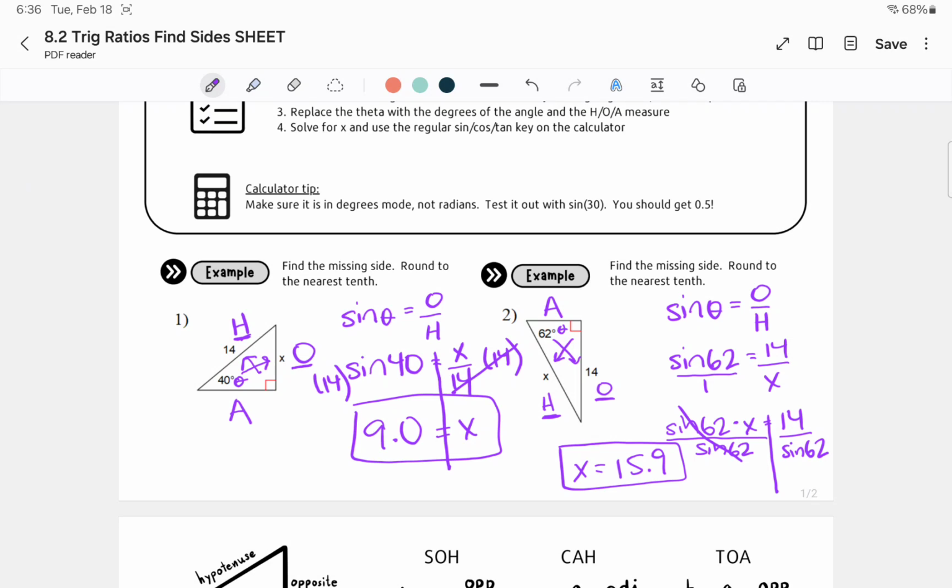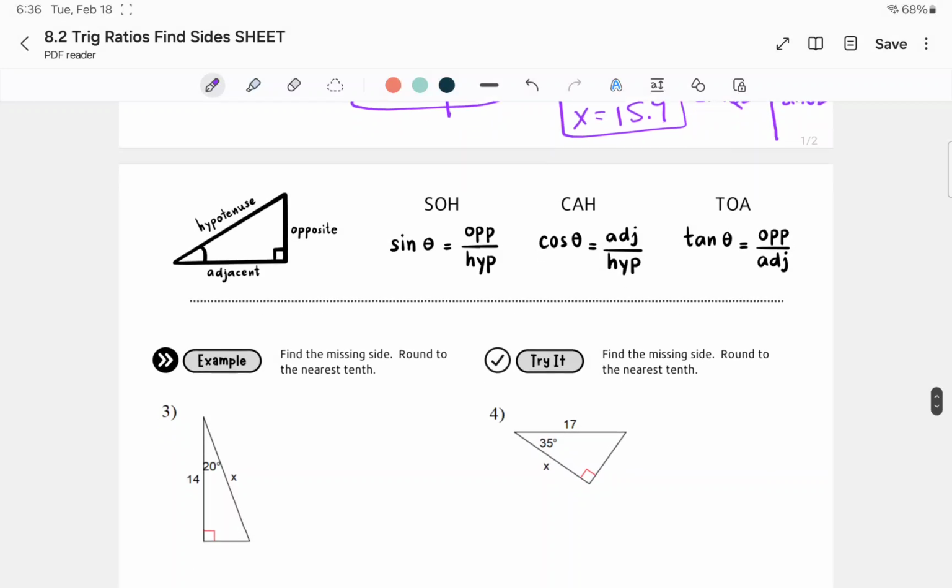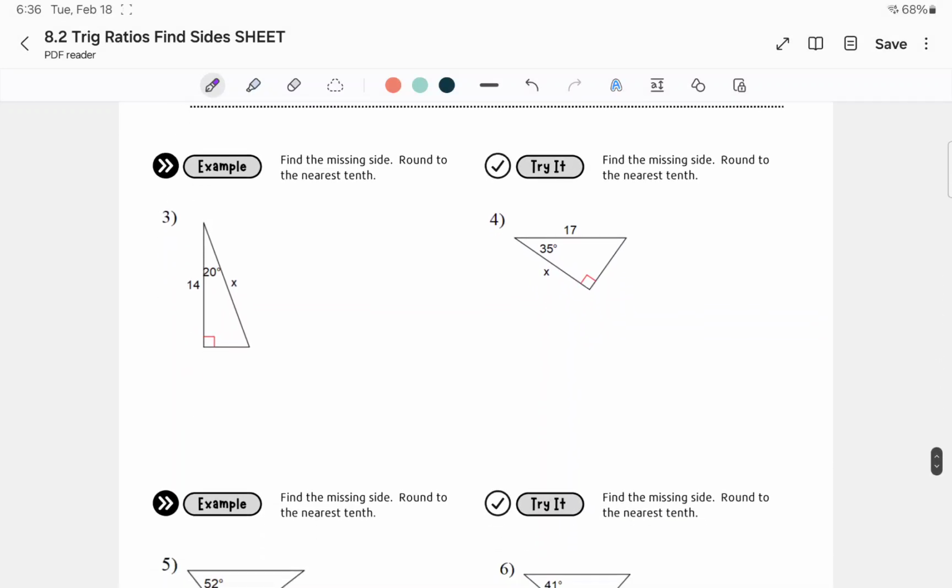All right, so we've got one more example that I'm going to do, and then you're going to try the last 3 by yourself. We're going to go a little bit faster. All right, but that last one that we're going to go slow.